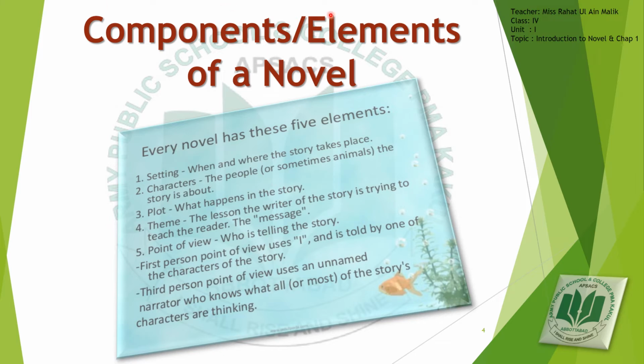Right, so components or elements of a novel. Every novel has these 5 elements. So which story would be a novel? What are the things that are necessary to have in a novel? The very first is setting. That there must be a setting of a novel.